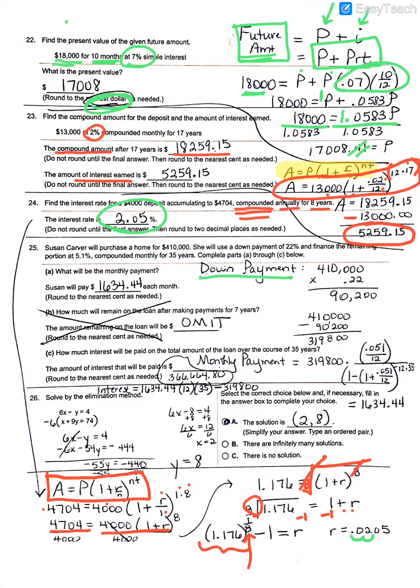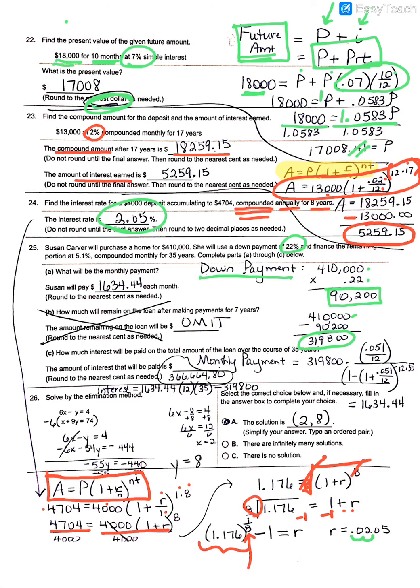So since she made a down payment of 22%, I'm going to multiply the original purchase price of $410,000 times the decimal 0.22, and that means that she made a down payment of $90,200. And if we subtract that from the original purchase price, then that tells us she's going to end up borrowing $319,800.